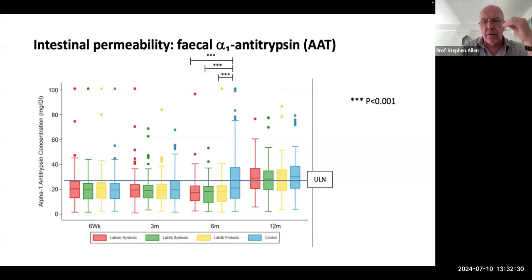This is the gut leakiness, the alpha-1 antitrypsin leaking out into the stools. Probably less abnormal results until you get to about 12 months when 50% or so of children have got abnormal leakiness of the gut. Pretty similar in the study arms, but definitely better in the intervention arms than the control arm at 6 months. So certainly at 6 months, possibly a little bit at 3 months, the interventions seem to have improved gut leakiness, reduced it.